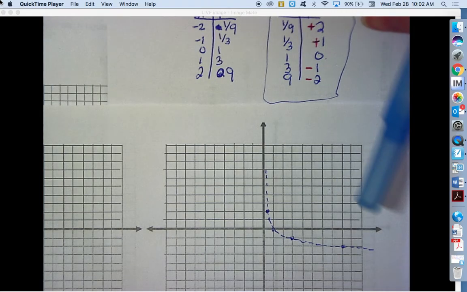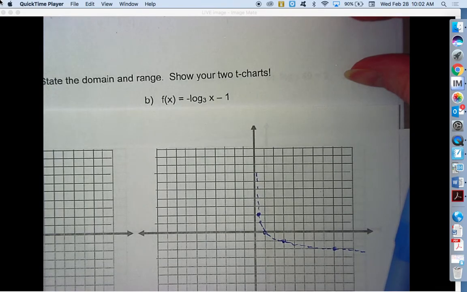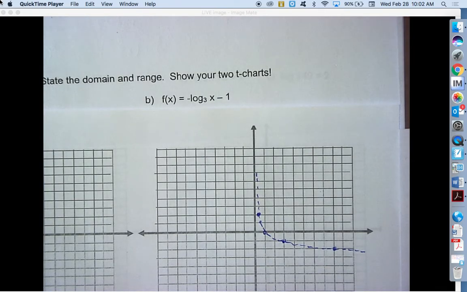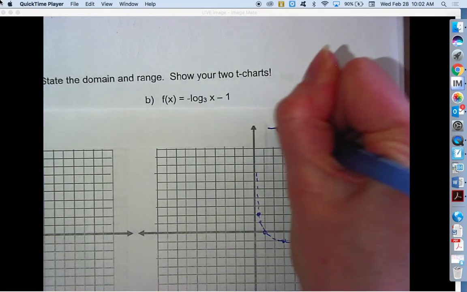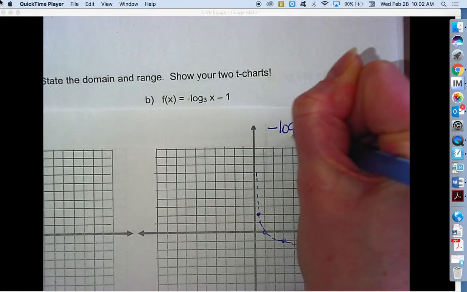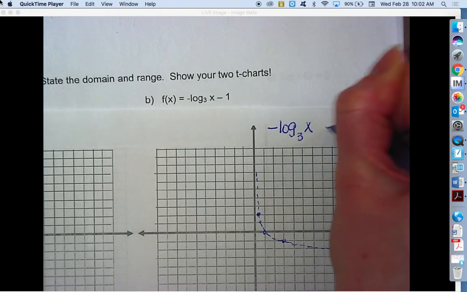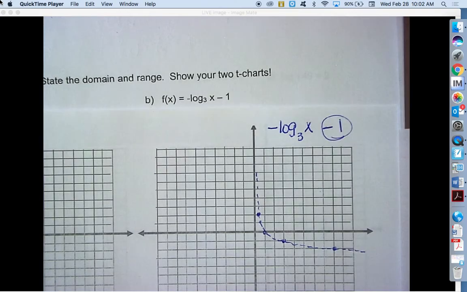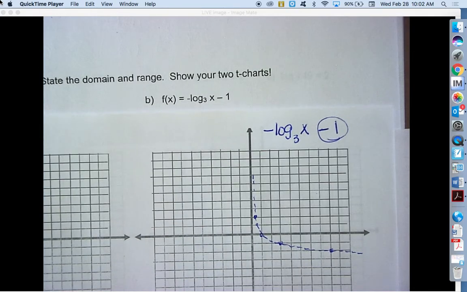So the last part then to look at would be the minus 1. So what does the minus 1 do to the equation? So we did the negative log base 3 of x. We did that part, but now we have to talk about the minus 1. Virginia, what does that minus 1 do to the equation? Would that move it, right one?